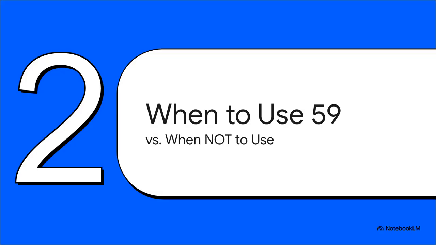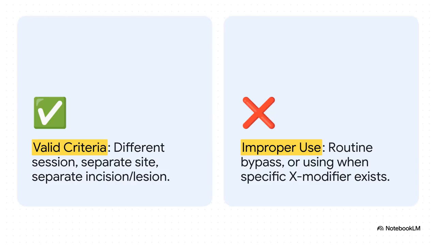Let's move on to the section on when to use versus when not to use. Okay, looking at the valid criteria, you can safely use 59 for a different session or encounter on the exact same day, a different anatomic site or organ system, a separate incision, or a separate lesion or injury. Pretty straightforward, right? But in stark contrast, improper use, and honestly this is where billers get into serious trouble, includes appending it as a routine bypass. You absolutely cannot just attach it to get a claim paid without hard clinical justification. Plus, you should never ever use 59 when a more specific X modifier exists. Defaulting to 59, that's a really dangerous habit that auditors actively hunt for.